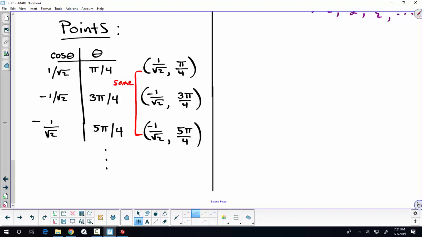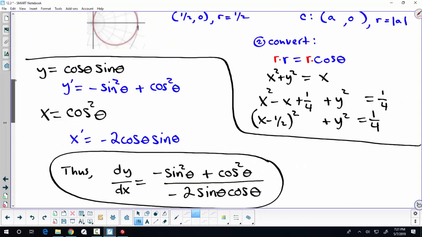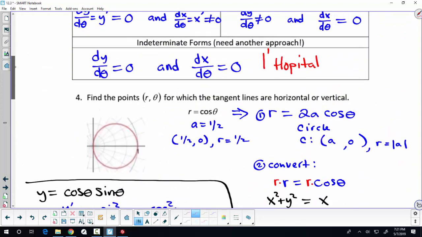So those are the same exact points. So really we have 2 points. What happens if we're looking at theta of 7 pi over 4? It's the same as when theta is 3 pi over 4. So even though we have multiple points that come out of this, we should only have 2 horizontal tangents.